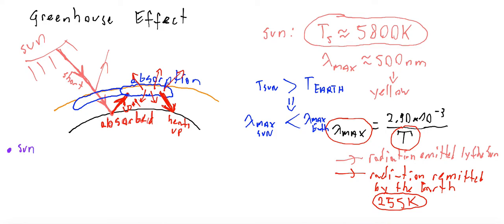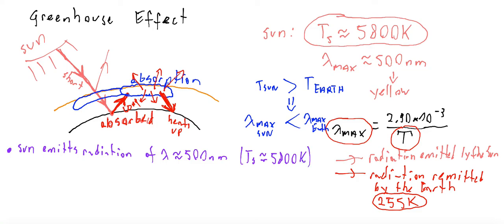Sun emits radiation of wavelength around 500 nanometers because its temperature is around 5800 kelvins at the surface. Okay, next. This radiation passes through the atmosphere. Of course, part is reflected by the atmosphere, but in general, it passes through the atmosphere.